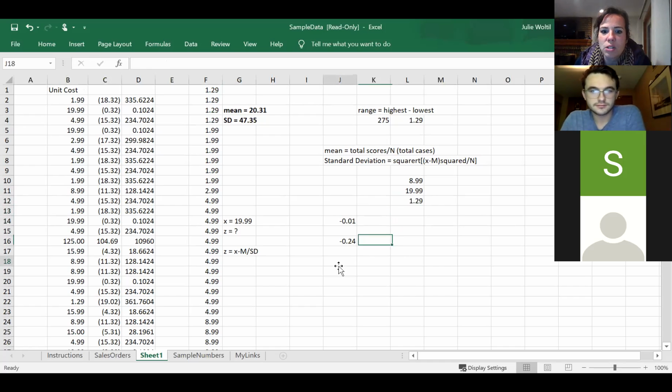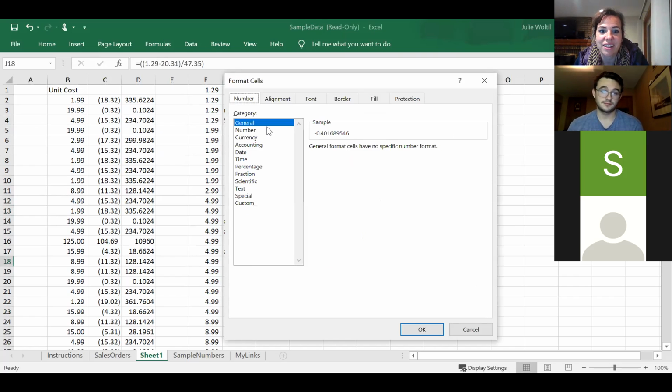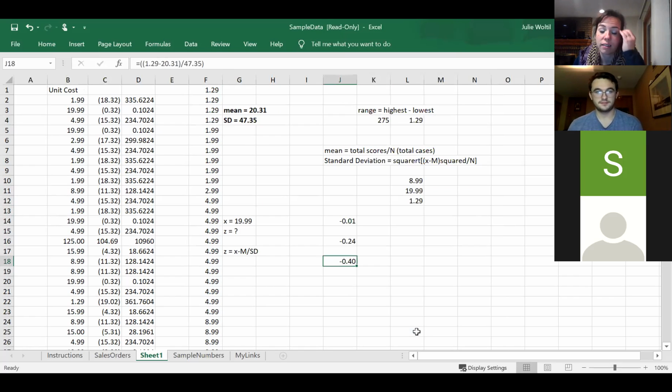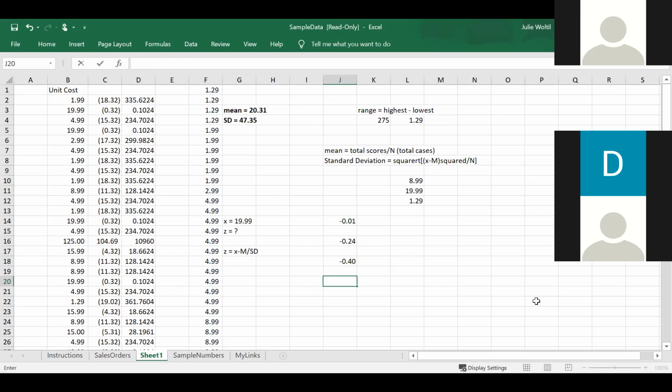So again, how do I do that? 1.29 minus what? 20.31 divided by 47.35. Got it. What do we get here? Still a very small number that's approaching really 0 again. So we did the smallest number there and it's still close to 0.